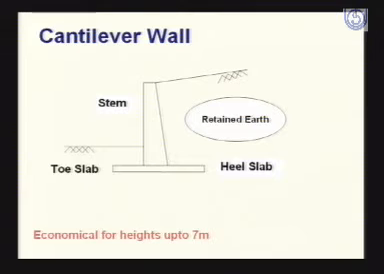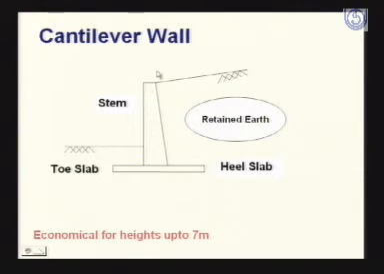As you can see from this figure, this is one cantilever, which is called the stem. This is the base slab. The base slab is divided into two parts, the toe slab and the heel slab. As you see from here, earth is retained on this side of the wall.